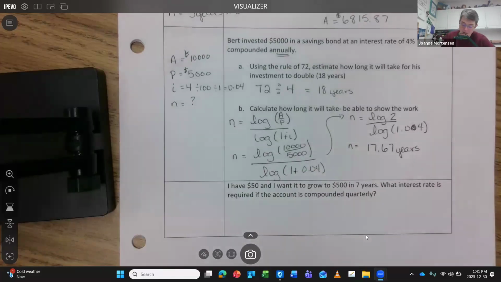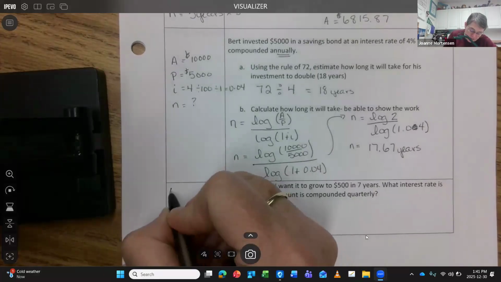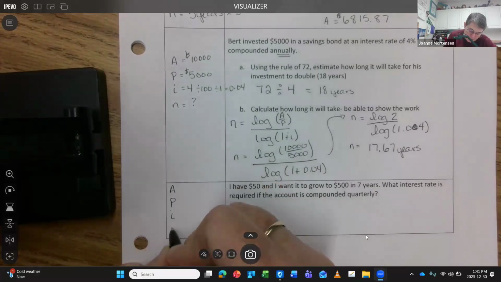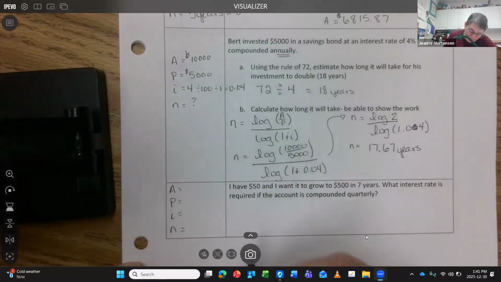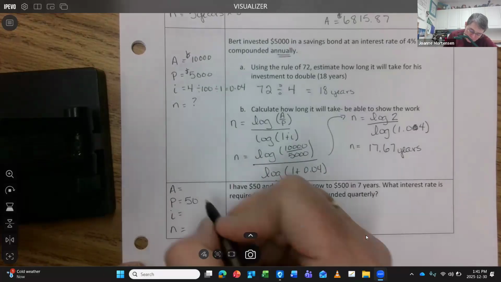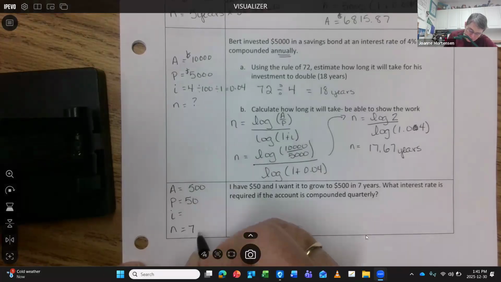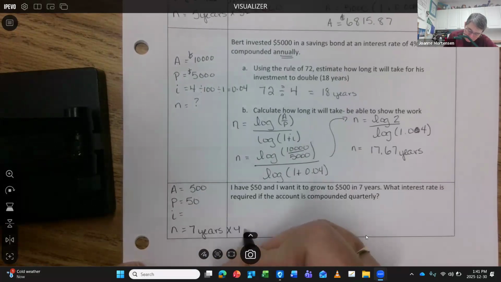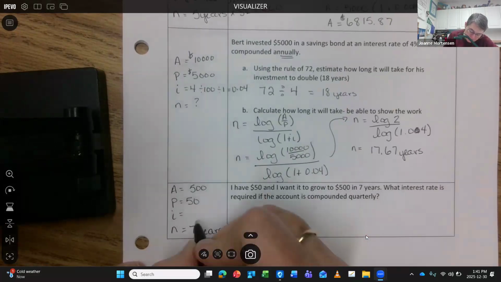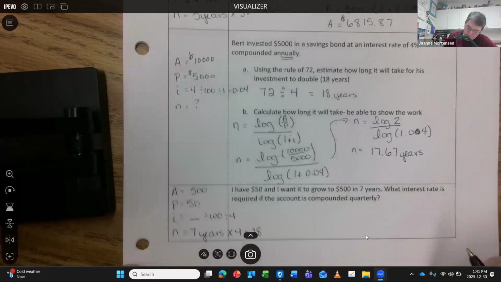Last one. I have $50 and I want it to grow to 5,000 in 7 years. What is the interest rate? Okay. So A, P, I, N. Starting with $50 and I want it to grow to 500 and I want it to go in 7 years. I know I'm doing these out of order, but that's okay. I'm just reading it. Times 4, so that's going to be 28. So my interest rate divided by 100 divided by 4.